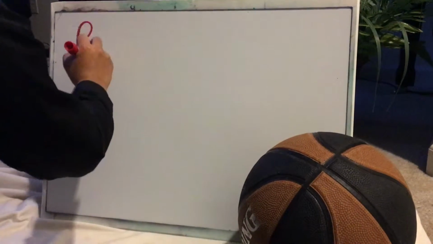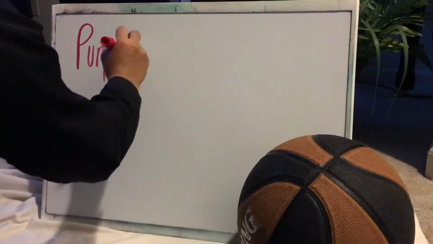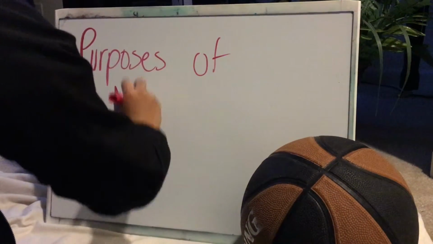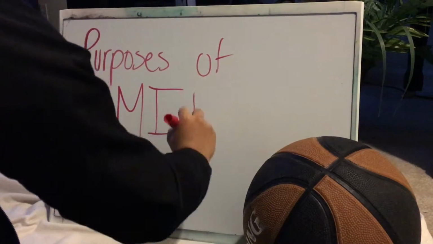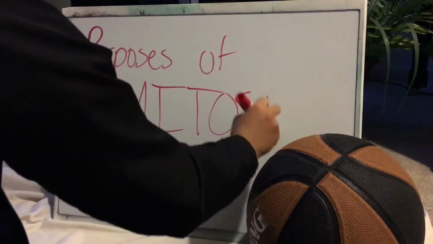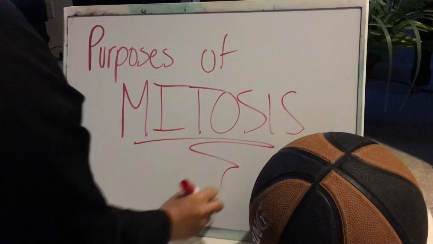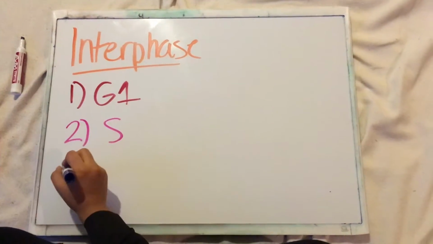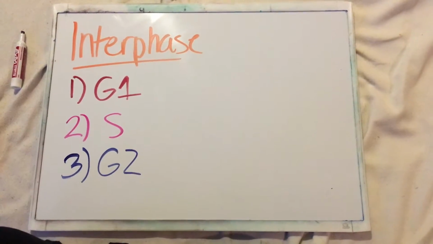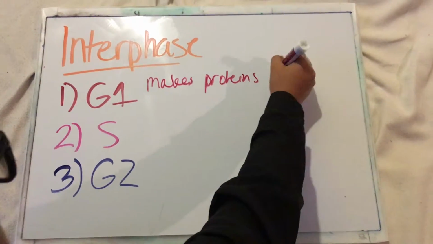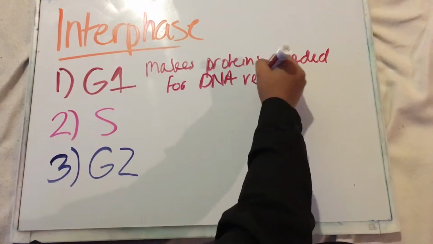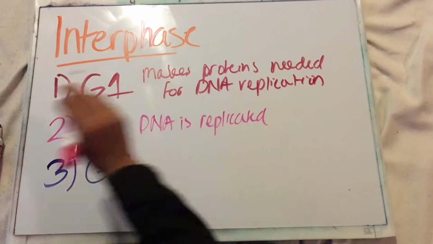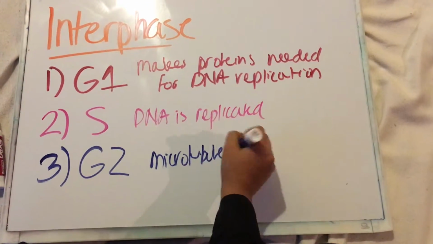The purposes of mitosis include producing daughter cells that are identical copies of the parent cells and to maintain the proper number of organisms throughout the generations that go by. Interphase is the first stage of mitosis, and it includes G1, S, and G2 phase. G1 phase creates proteins needed for DNA replication. S phase is where DNA is actually replicated, and G2 phase is where microtubules are actually produced.